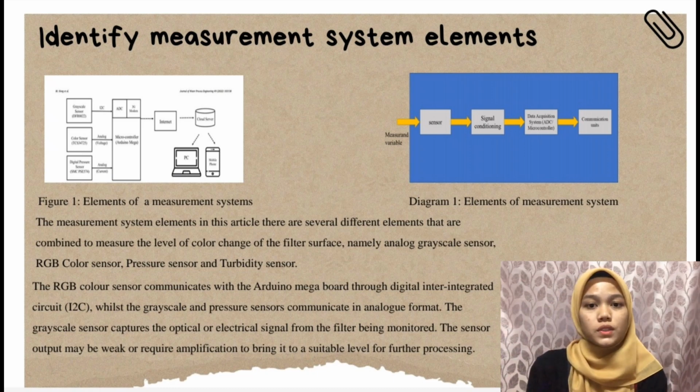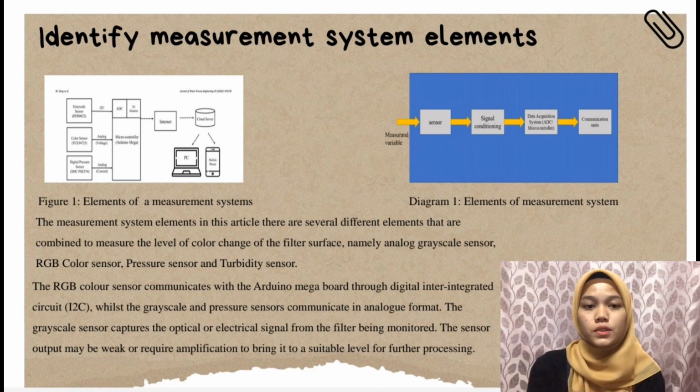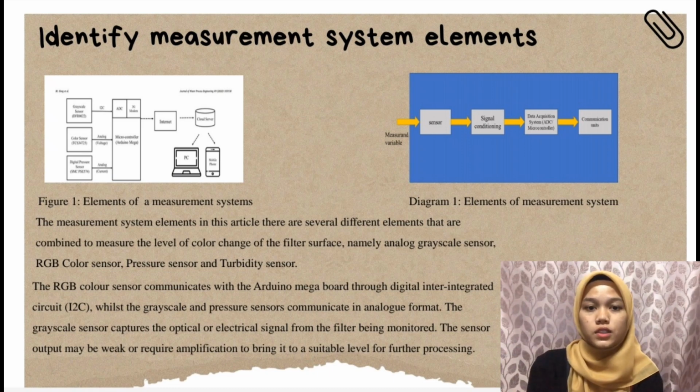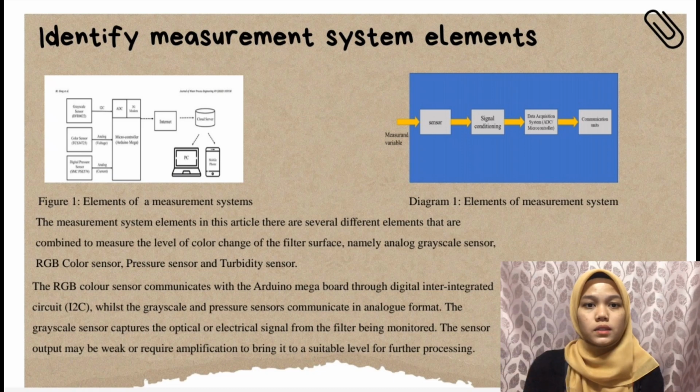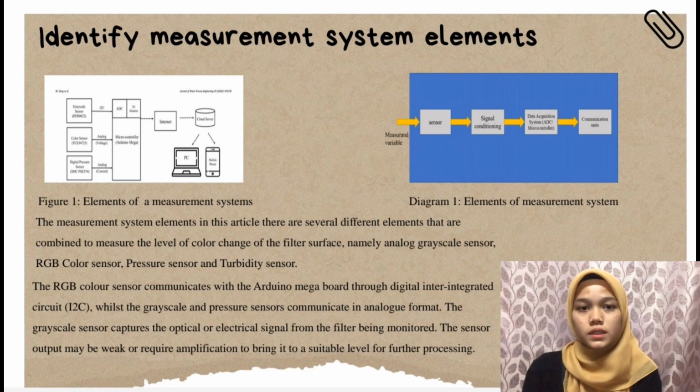After calibration using the standard solution for every experiment, the system proposed to use the direct filter observation method based on Arduino and IoT that monitors water filter color change for safe drinking water, and also uses a data system to be able to collect data about the color change of the water filter. The RGB color sensor communicated with the Arduino Mega board through a digital integrated circuit.